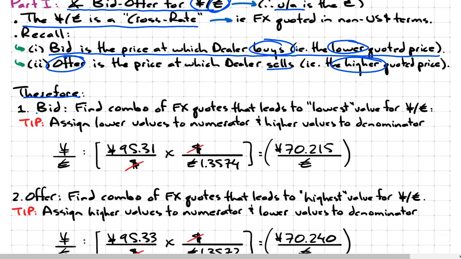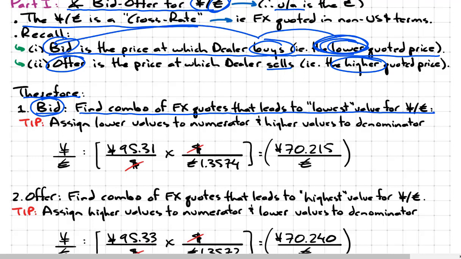Therefore, when we're calculating the bid for the cross rate, we want to find the combination of the exchange rates that leads to the lowest value for the yen to euro ratio. So do you see how we're putting a couple of principles together here? First of all, the bid is always the lowest price. So when we combine these FX ratios, the result has to be the lowest possible value. That's just the principle of bid, right?